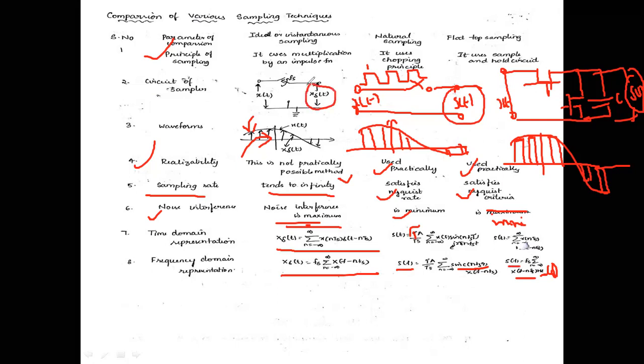And in this circuit diagram, x delta of t, the time domain function, becomes the frequency domain function x delta of f. The comparison is very important, my students.